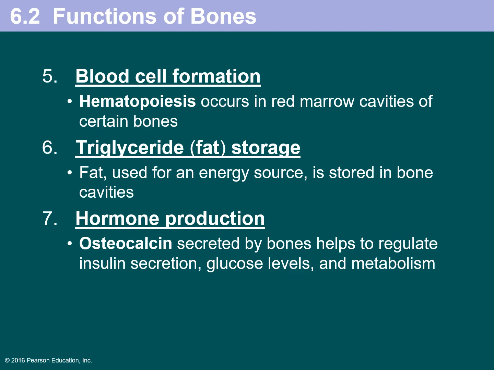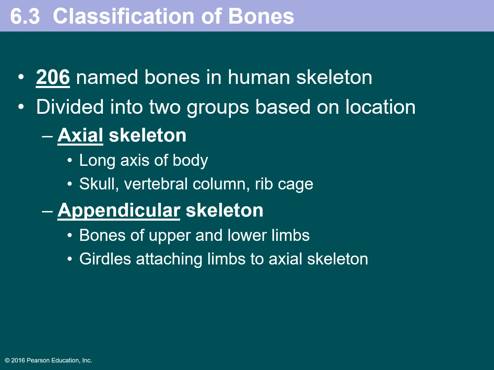And then there's also another function of bones, which is hormone production. A lot of people don't necessarily think about it. The osteocalcin is secreted by bones. It's going to help with regulating insulin secretion, which is involved with glucose levels, which is related to your metabolism. So there's several different functions of the bone.